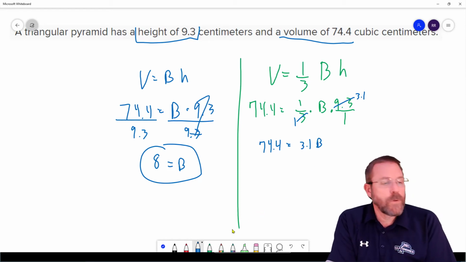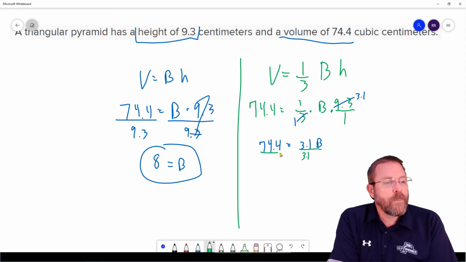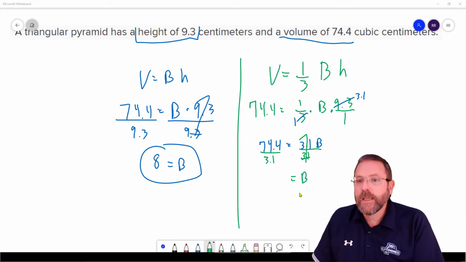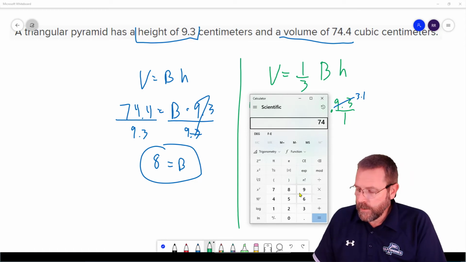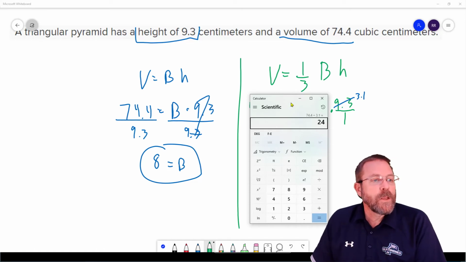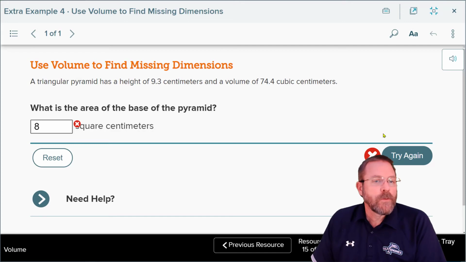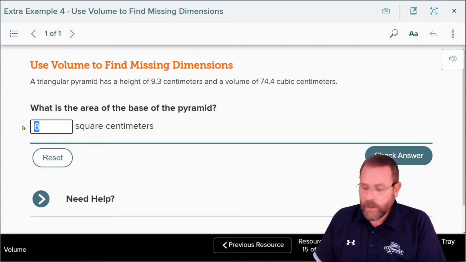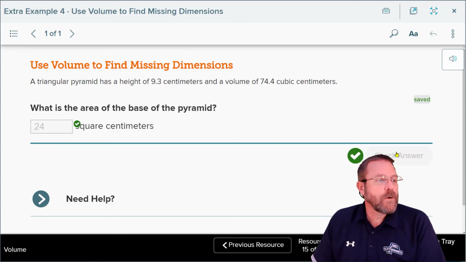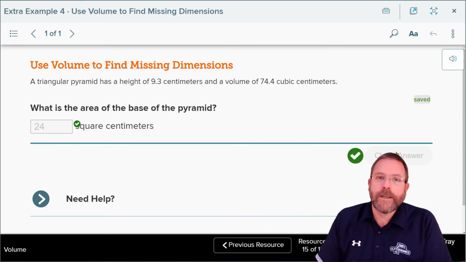Whoops, I changed to blue. Oh well. Now we're going to divide both sides by the 3.1. These divide out becoming 1. 1 times my base is my base. And then I'm going to put in 74.4 divided by my 3.1. And that gives me 24, a totally different answer than what I got last time. So let's try again. We're going to put in 24. Check our answer. This time we got it right.